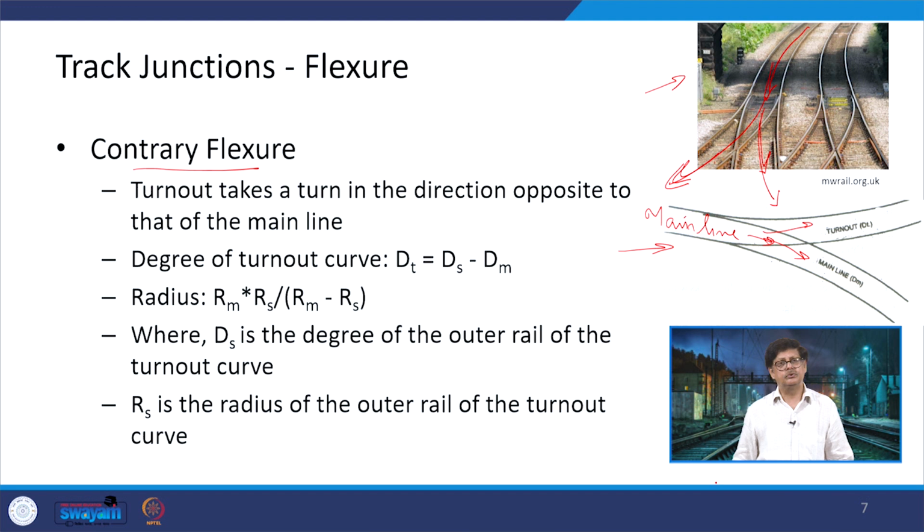Now, in this case also the degree of turnout curve can be found out, which is dt equals ds minus dm. The ds is again the degree of the outer rail of the turnout curve, dm is related to the main line, and dt, from the t, is related to the turnout. Similarly, in the case of the radius, it is the multiplication of Rm and Rs as a ratio with the difference of Rm and Rs, where Rs again is the radius of the outer rail of the turnout curve.